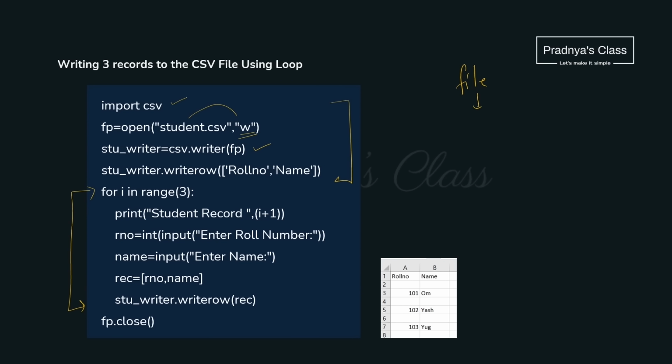In the next statement, we are creating writer object and writing heading. Using loop, we are taking the input. With that, we will create one list and will give it to write row function. Write row function will take it to the writer object. Writer object will convert the data to the comma separated values and will write to the file.